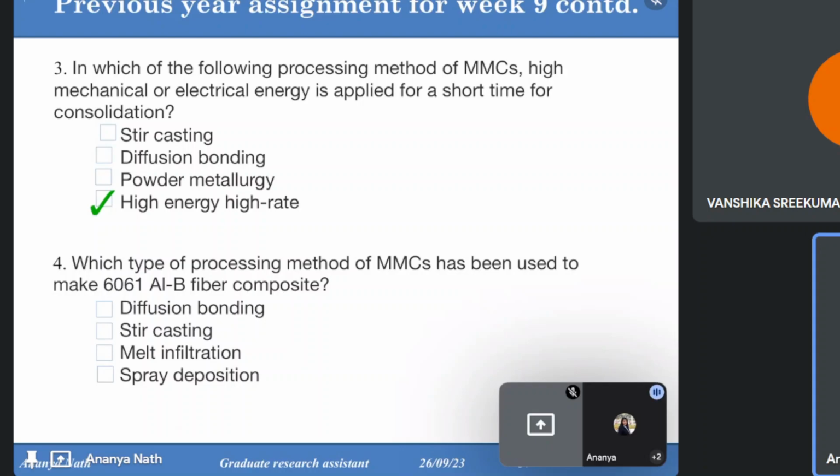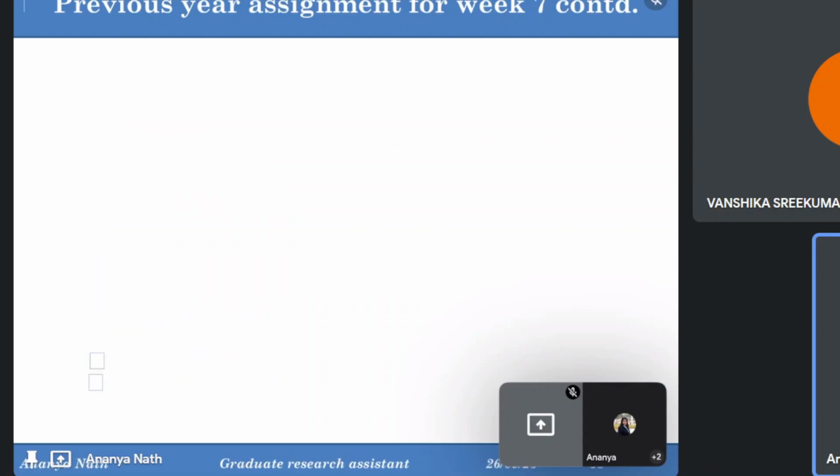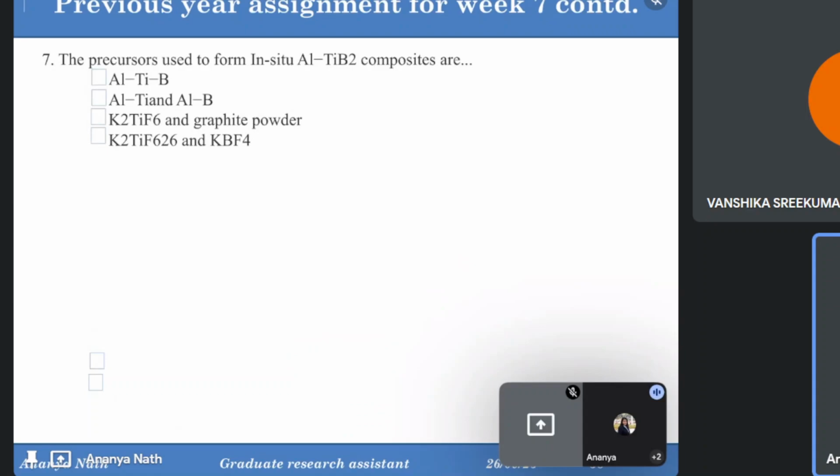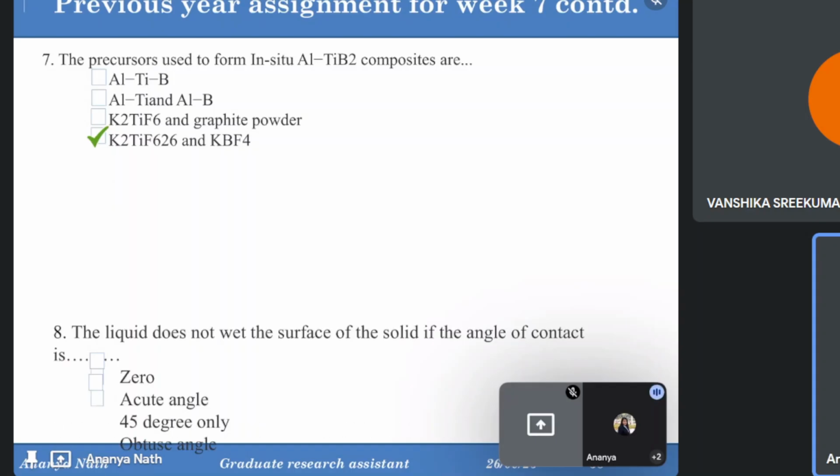Which type of processing method of MMC has been used to make this 6061 boron fiber composite? It's diffusion bonding. Next is, the precursors used to form in situ AlTiB2 composites are. It's the last option. The K2TiF6, it's wrongly printed. It's F6 only, and the KBF4.